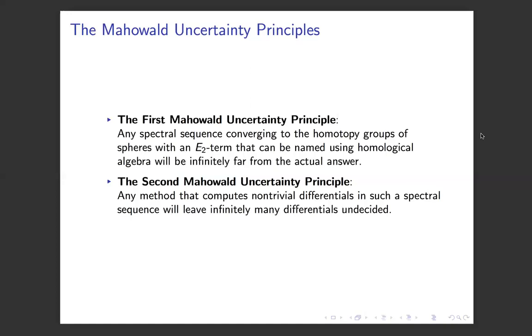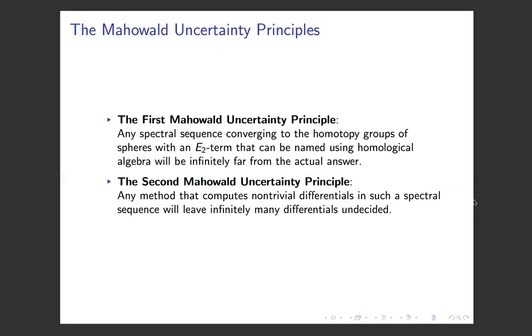That's the spirit that there's not going to be just one method that computes all the differentials. Each method will reach some obstacle, and then people need to find some new method and combine it all together to move forward. So that's the spirit of the second Mahowald uncertainty principle, that we are always going to need new methods.